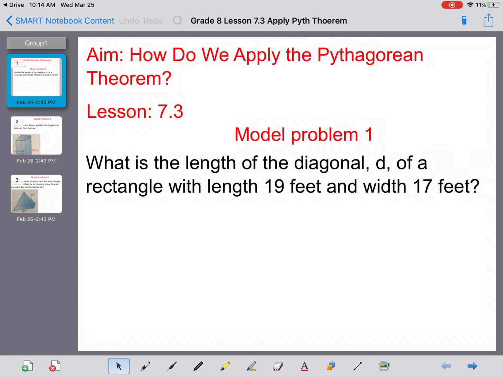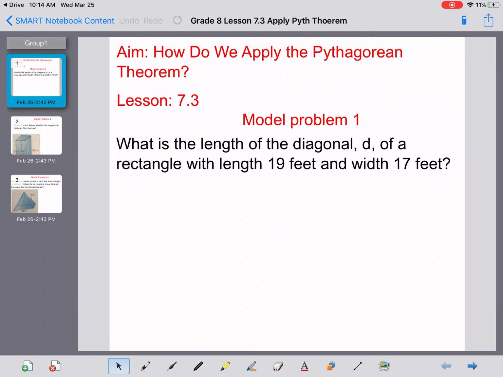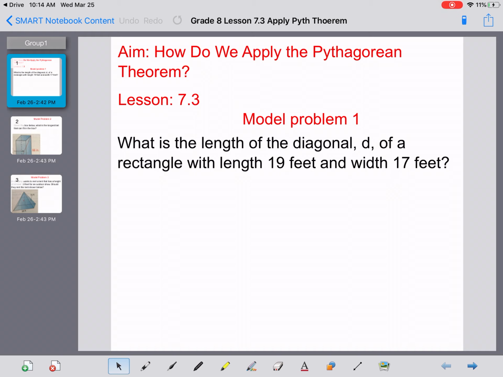Today's lesson is on how we apply the Pythagorean theorem. What is the length of a diagonal D of a rectangle with length 19 feet and width 17 feet? Take a second to copy down the question.